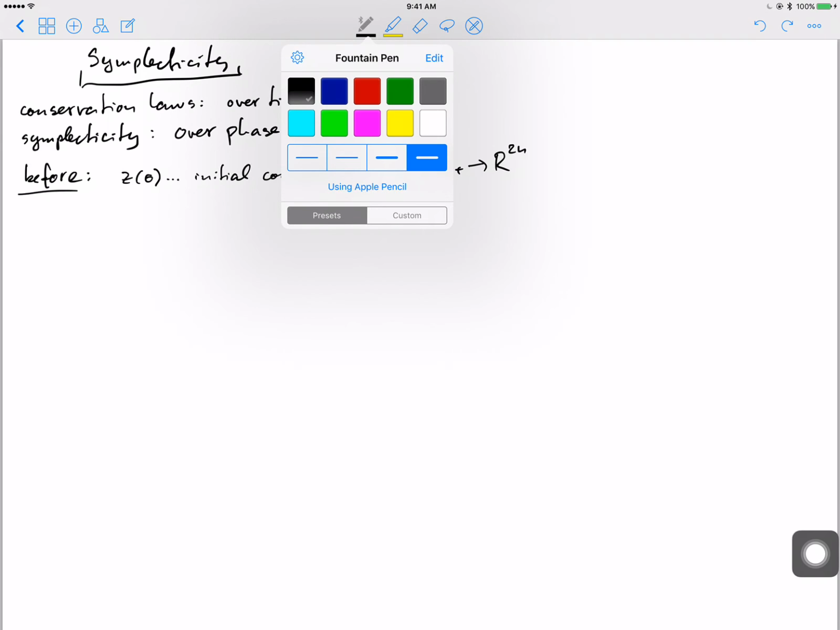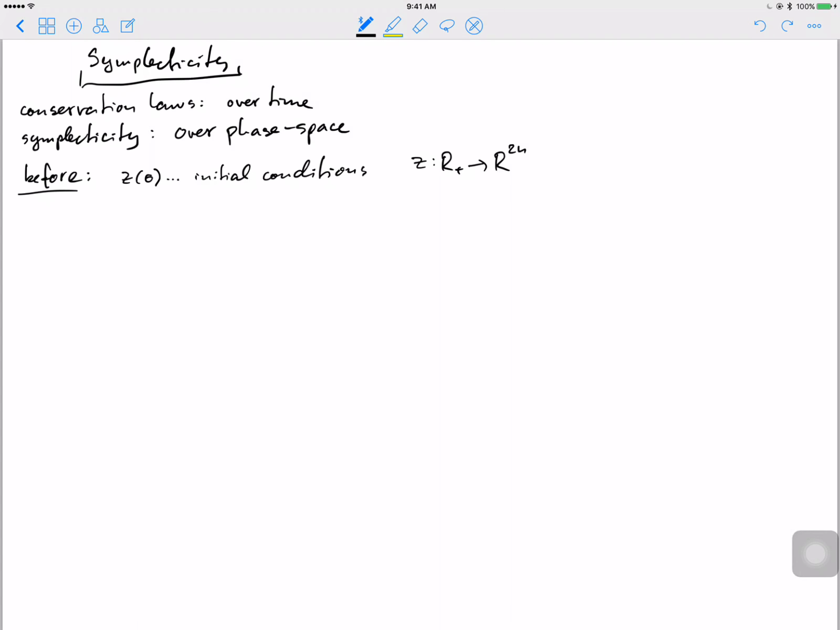So to understand symplecticity, we need to take a slightly different view on the motion. This is what we looked at before, but now let's say I fix some amount of time t, like 1 second, for example. What I will be interested in is studying how z of t changes if I change the initial conditions, if I change z0.